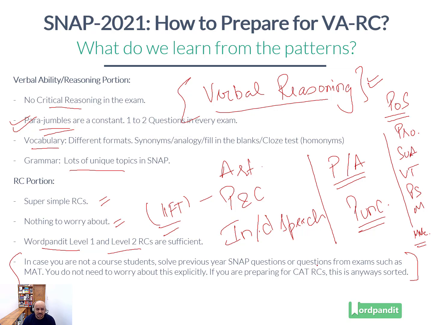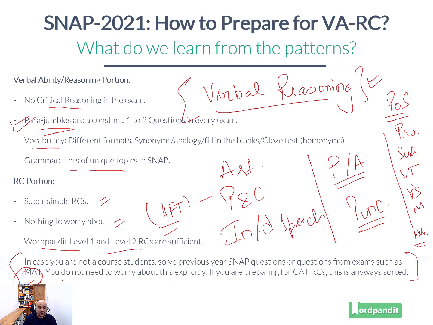Remember, with SNAP, the curious thing is they never release the actual papers. So whatever you've got are memory based papers. A couple of leading publications have good books on SNAP, right? Previous year papers. So you can probably refer to those. So that's thing number 1. Or you could refer to an exam such as MAT as well, which is pretty easy RC. So this is for easy basic level practice.